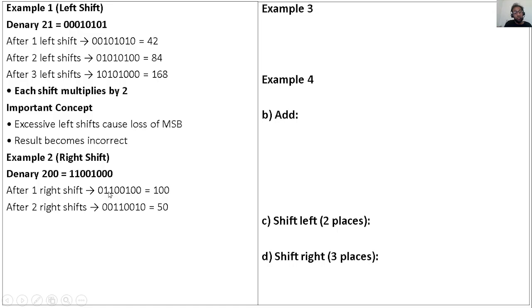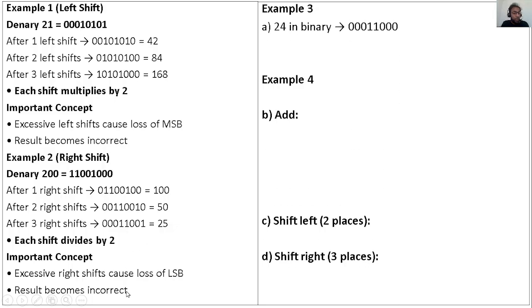So we have again shifted it to the right, shifted this one. So on the right side, there's only one 0 left. So we have again shifted it to the right. This becomes this. We have shifted this to the right. This becomes this. In a similar way, this is how we have shifted all these values. Now after this third shift, the value becomes 25. Each shift is dividing it by 2. Excessive right shifts cause loss of least significant bits.